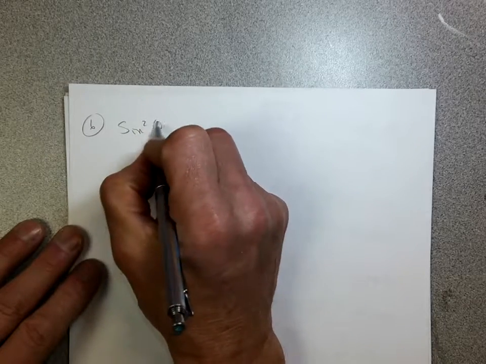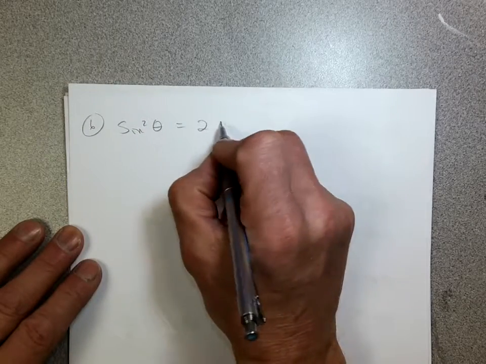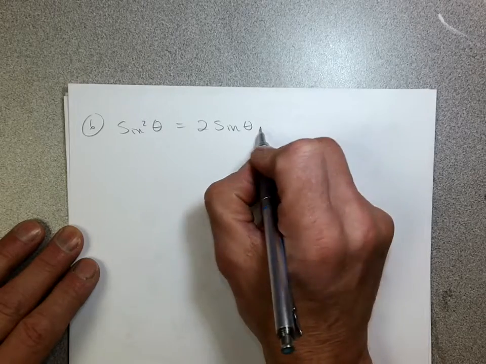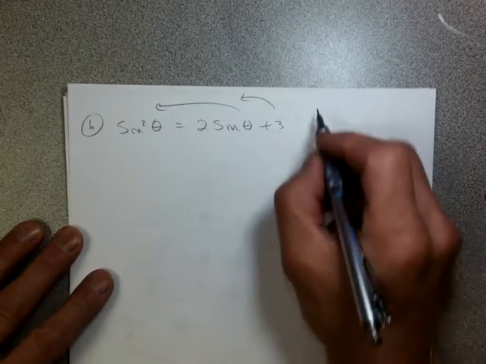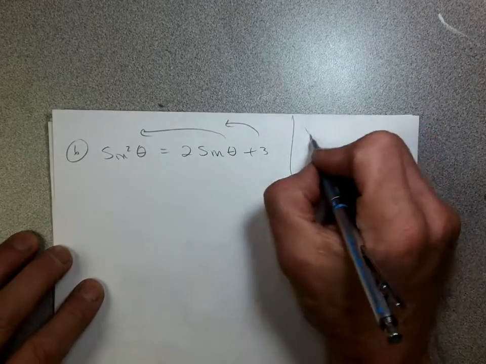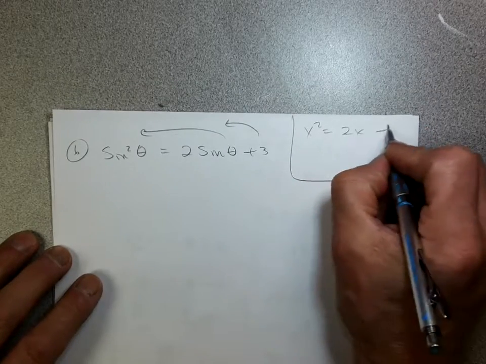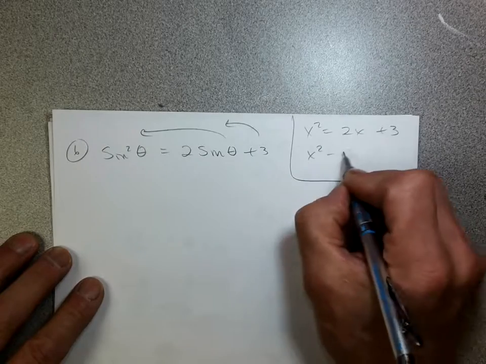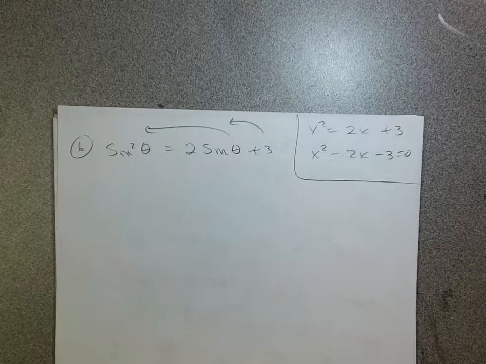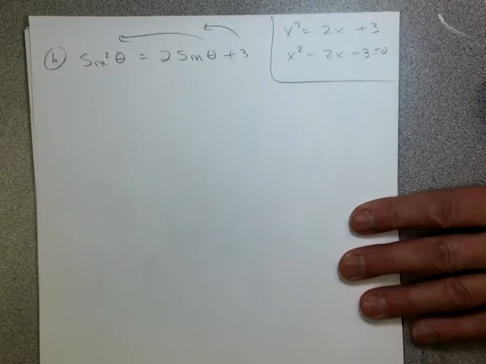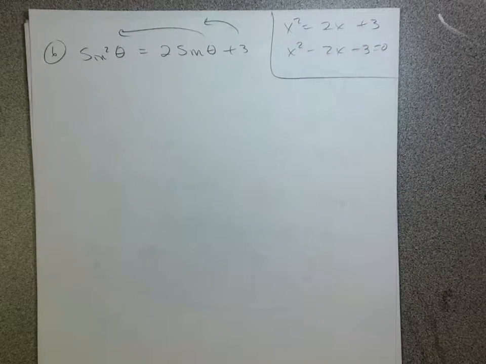Sine squared theta equals 2 sine theta plus 3. Okay, I'm going to bring everything over because what I'm thinking about, if I did a little side work here, I'm thinking x squared equals 2x plus 3, and if I can make it x squared minus 2x minus 3 equals 0, I could factor that, right? So a little side note, if I think about this in terms of x's instead of sines, then I'll bring it over.